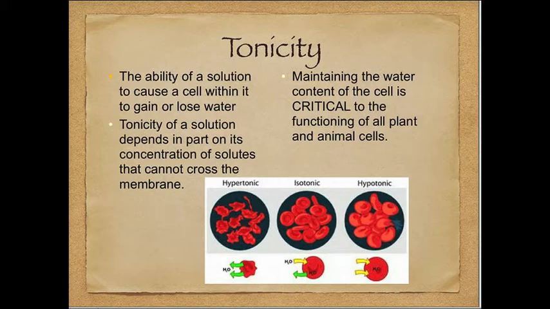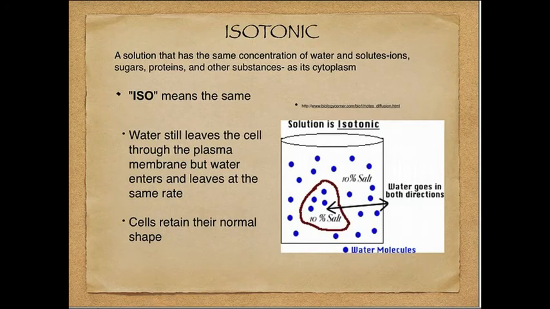We're going to talk about three different tonicities. The first one that we're going to talk about is an isotonic solution. Iso means the same. So an isotonic solution has the same concentration of water and solutes. Solutes could include sugars, proteins, any other substances. It's the same concentration on both sides of the membrane.